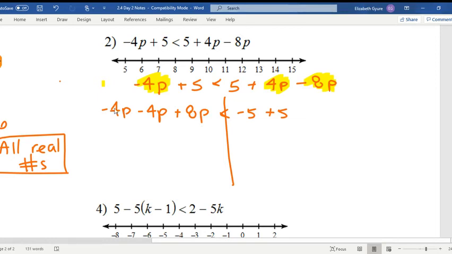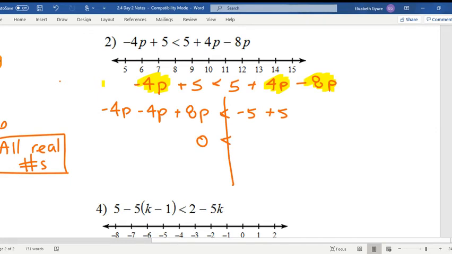All right. So we've worn Aaron out. So we got negative 4p minus 4p plus 8. Now let's use our noggins here for a second. What's negative 4 minus 4? Negative 4 minus 4 always adds, it's negative 8. And what's negative 8 plus 8? That's 0. So this will be 0.